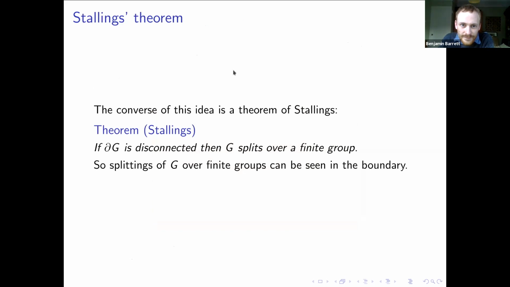In fact, we can say much more. There's a converse to this idea, which is another famous theorem of Stallings, that says the converse is true. If the boundary is disconnected, then the group splits over a finite group. So splittings over finite groups can really be seen in the boundary. There is a splitting over a finite group if and only if the boundary is disconnected.